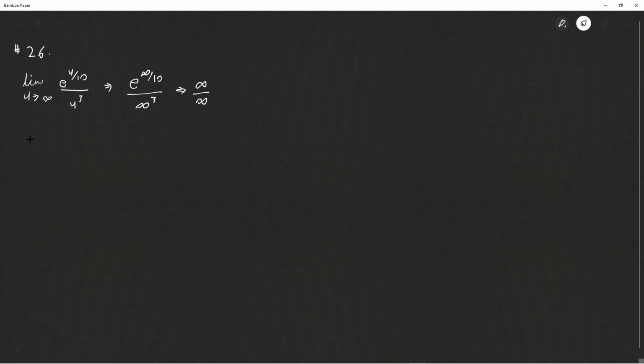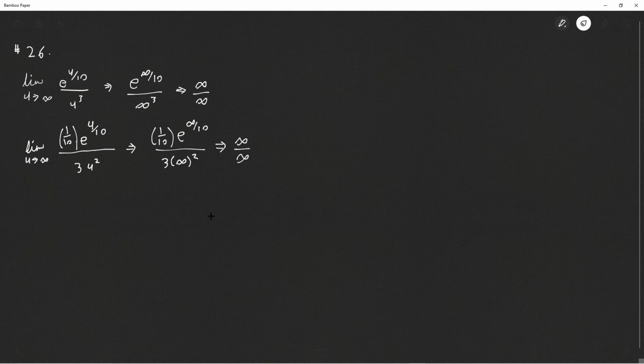So now we need to take the first derivative, which is going to be the limit as u approaches infinity. And when we're taking the derivative of e to the u over 10, it'll just be e to the power of u divided by 10, multiplied by 1 divided by 10. And then our denominator is going to be 3u squared. But then if we plug in our infinity again, this will just be 1 over 10 multiplied by e to the infinity over 10 divided by 3 infinity squared, which again gives us infinity over infinity.